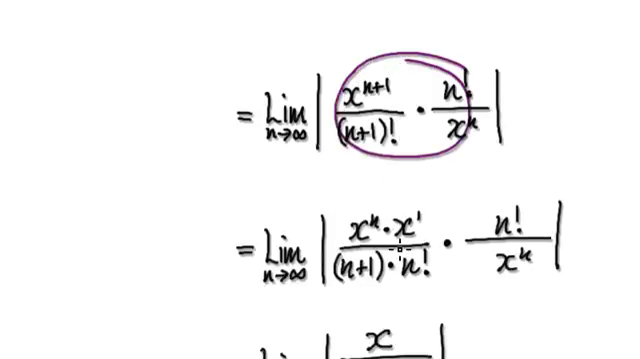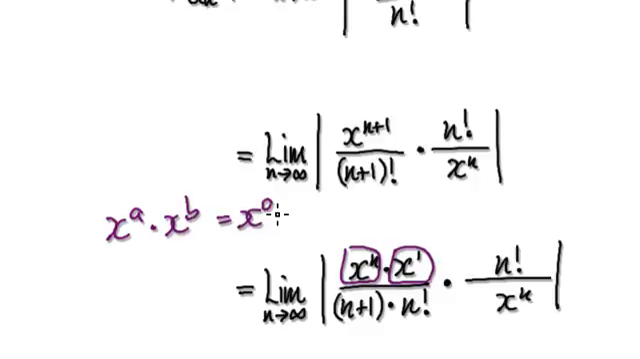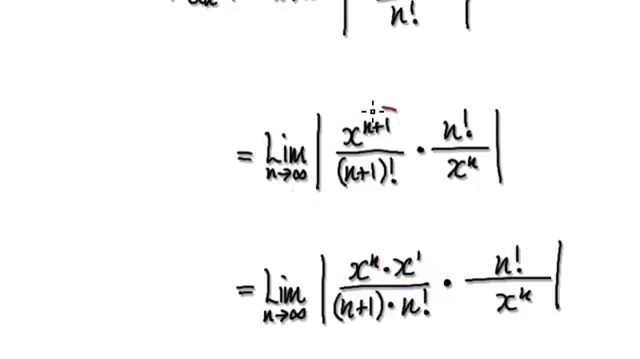To tidy this up, visualize this as a block of x to the power of n times x to the power of 1. Remember, x to the power of a times x to the power of b is the same as x to the power of a plus b. So this is n plus 1. So I'll break this up as one block, multiplying another block, and n factorial.